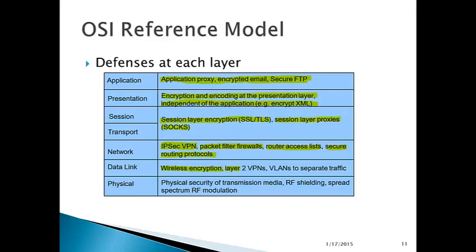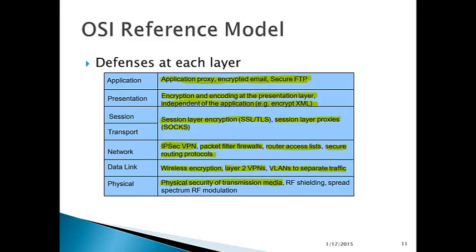You have layer 2 VPNs like point-to-point tunneling protocol and layer 2 VPN. And then you can use virtual LANs to separate traffic at the data link layer. At the physical layer, you can physically secure the transmission media. You can put your wiring closet under lock and key.